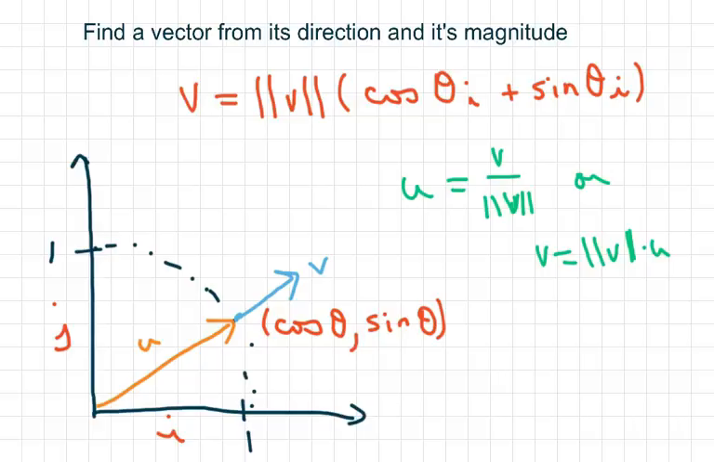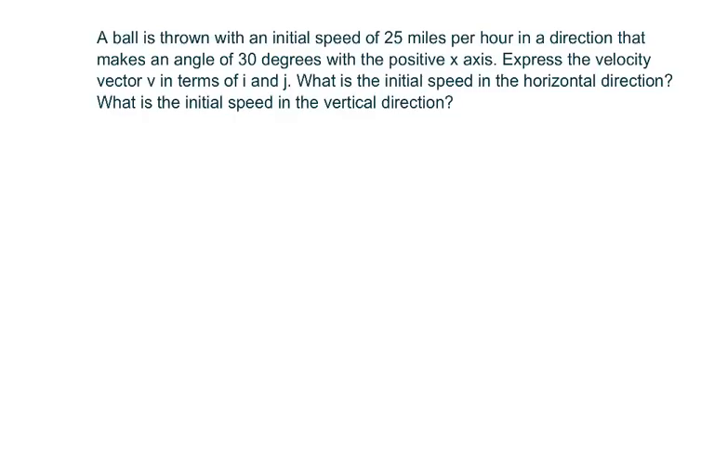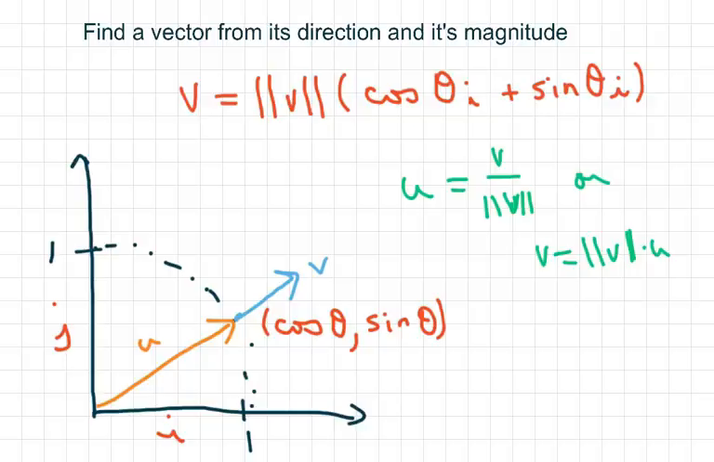So for example, if a vector is described in terms of its magnitude and direction rather than its components, for example, if a ball is thrown at an initial speed of, say, 25 miles per hour at an angle of 30 degrees, then we can find the initial speed in the horizontal direction and the initial speed in the vertical direction. So we're going to do this word problem, but let's go over this first. This is what we're looking at.